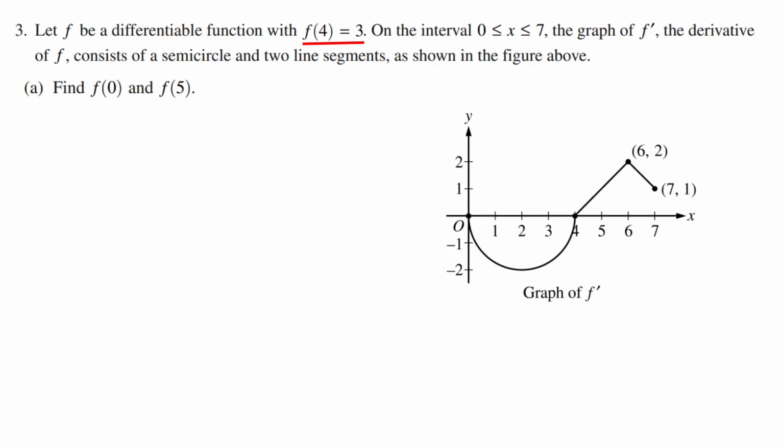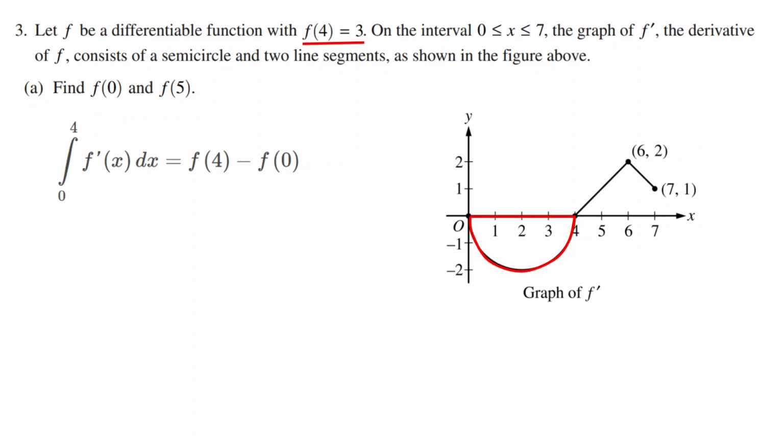Part A tells us to find f of 0 and f of 5. We are given the graph of f prime, so don't mistake it for the graph of f. How I do this type of problem is creating an integral that involves what we need to find and the given. This means an integral from 0 to 4 of f prime. Using FTC, this equals f of 4 minus f of 0. We can find the integral from 0 to 4 by getting the area from the graph.